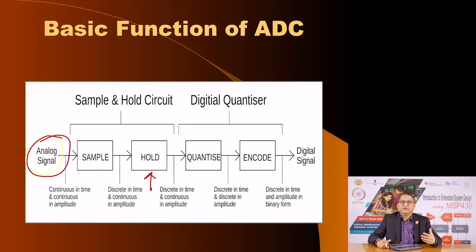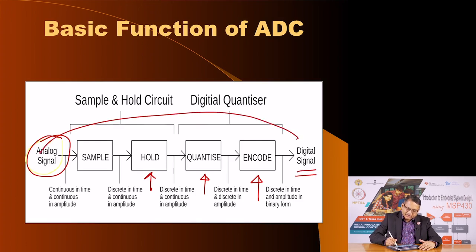Then once you have started the conversion, you quantize it into a discrete number and then you encode it, meaning assign a digital code to this quantized number. Once that is done, the analog voltage which started from here is available as a digital signal, ready for the microcontroller to be processed or stored or whatever else you would want to do.